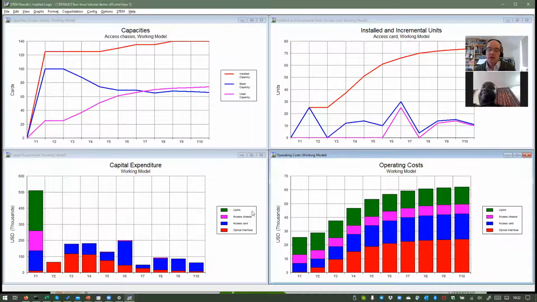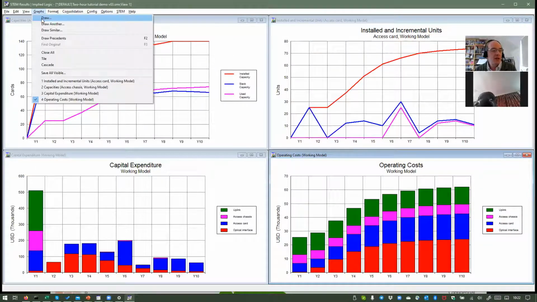So okay. At this point, we've got the capex from the 4 different elements, and we've got the OPEX from all the 4 elements going forwards, and a reasonable degree of confidence in all of the results. The other graph I'll draw again is the installed units.